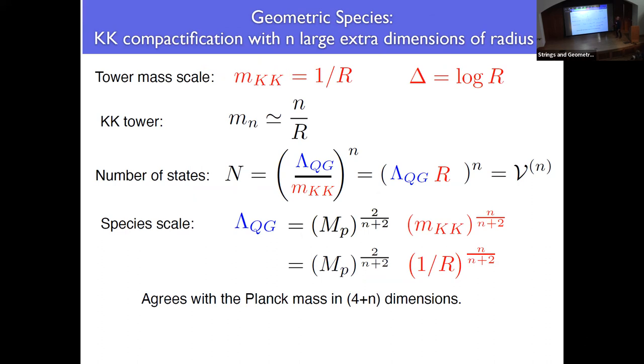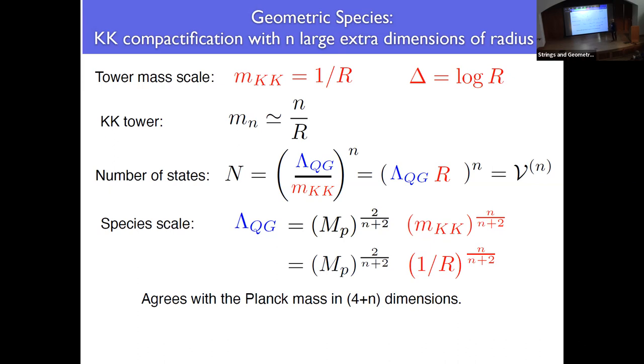It's given by the cutoff scale over M_KK raised to the power little n, where little n is the number of the extra dimensions. And if you look, this is precisely nothing else than the volume of the extra dimensional space measured in units of the Lambda_G scale. And again, you can apply the formula now, and you get for the species scale this particular expression in terms of M_KK or in terms of 1 over R. So you see that also the number of extra dimensions enters here.